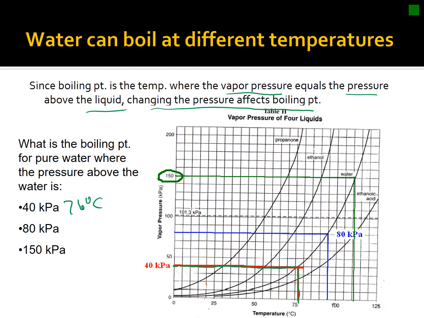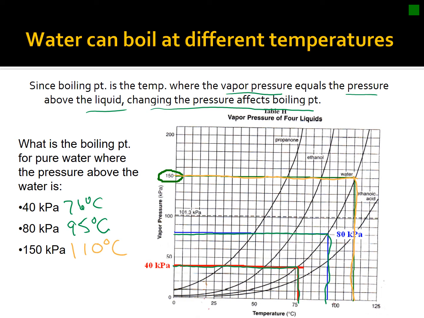If it was at 80 kPa, which means less than sea level, so you're actually going up a mountain, where your atmospheric pressure is less than what is at sea level, you would go to 80 and down. So water would boil at about 95 degrees Celsius. And lastly, if we're at 150, so you are well above atmospheric pressure at sea level, with a lot more pressure than even at sea level, you go down, and water would not boil until about 110 degrees Celsius.